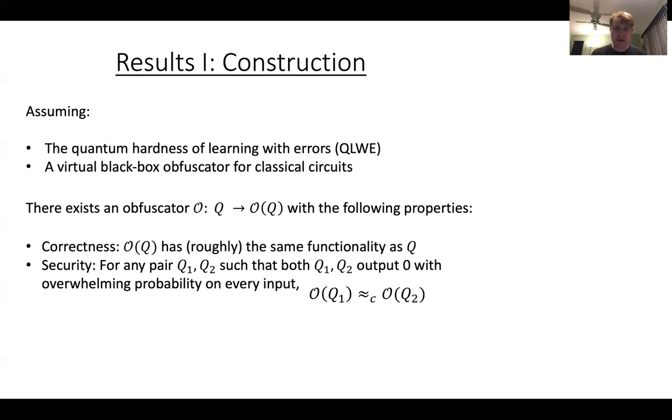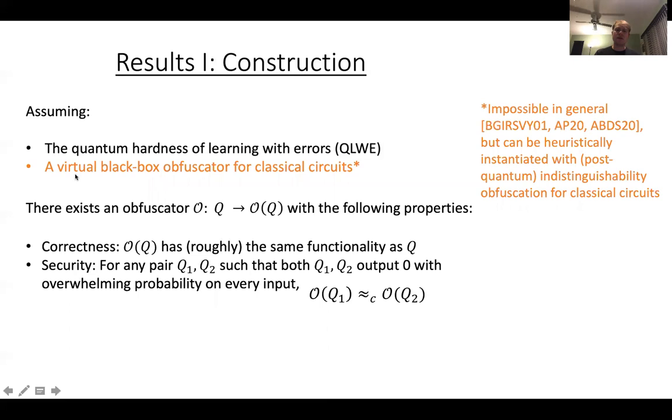Before moving on, I wanted to highlight this assumption a little bit more. It's actually been known for 20 years, at least in the classical setting, and there have been some recent works in the quantum setting, that it's impossible in general to construct a virtual black box obfuscator that satisfies VBB security for all classical circuits. But our construction that uses VBB obfuscation can be heuristically instantiated with an indistinguishability obfuscator for classical circuits that's post-quantum. And one could assume that the resulting construction is secure.